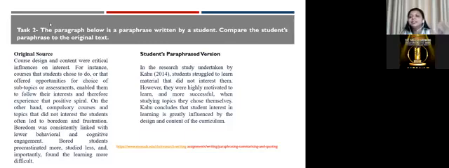So reading is the most important thing. That is actually the first step. Okay, let's see. Course design and content were critical influences on interest. For instance, courses that students chose to do or that offered opportunities for choice of subtopics or assessments enable them to follow their interest and therefore experience a positive spiral.